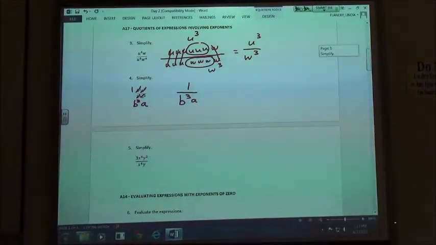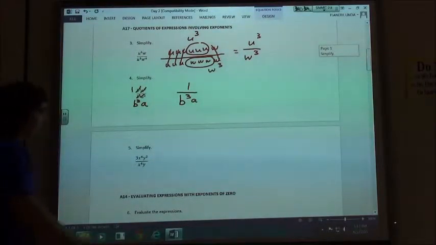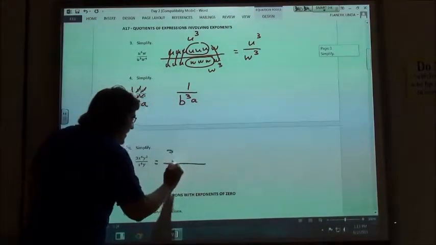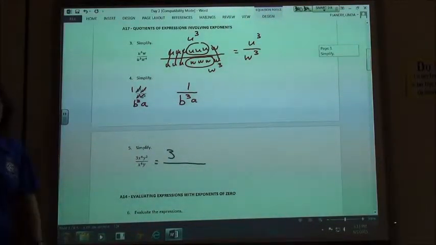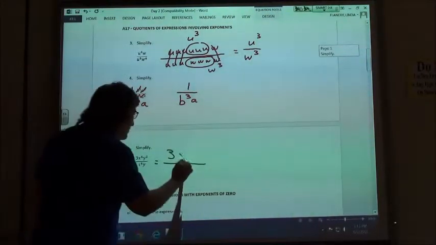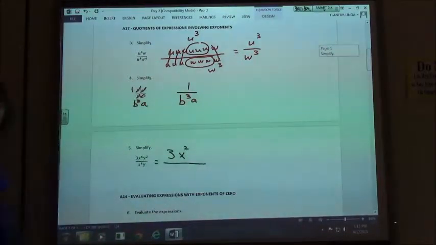So number 5, you may have some coefficients that reduce. In this case, we just have that 3. That's not going anywhere. It's still there. And I would have, what for my x's? X squared. X squared would be on the top or the bottom of my fraction? Top. Top. So x squared on the top, 6 minus 4 is 2.